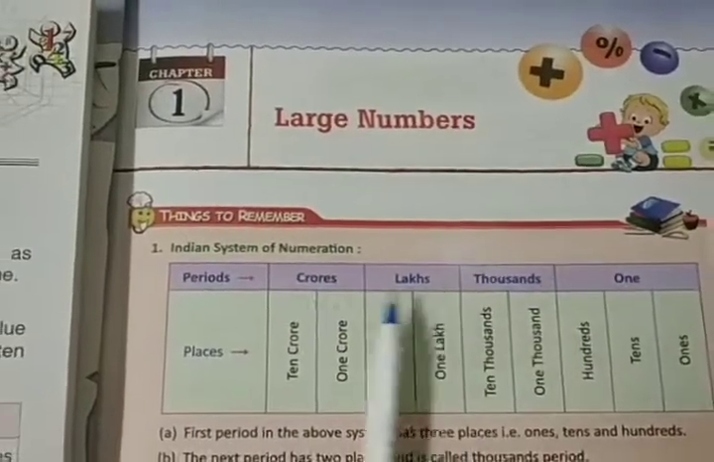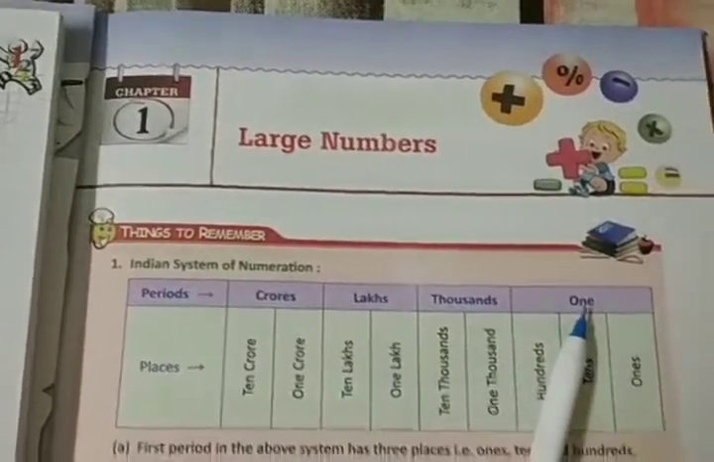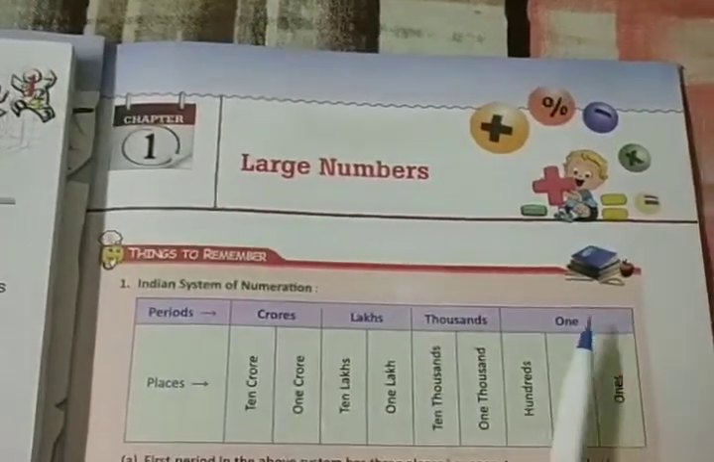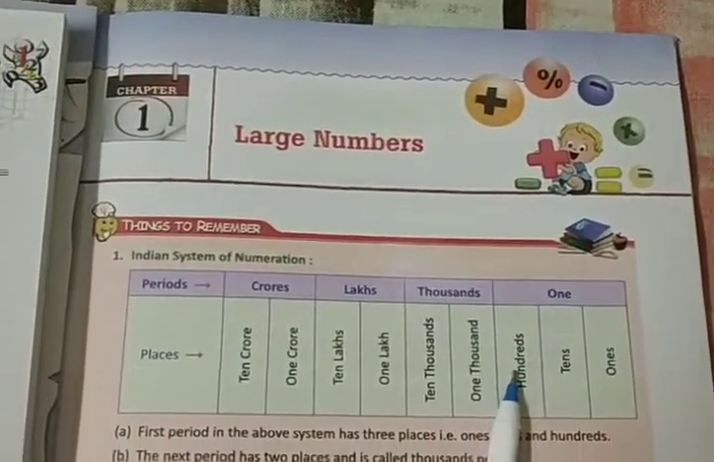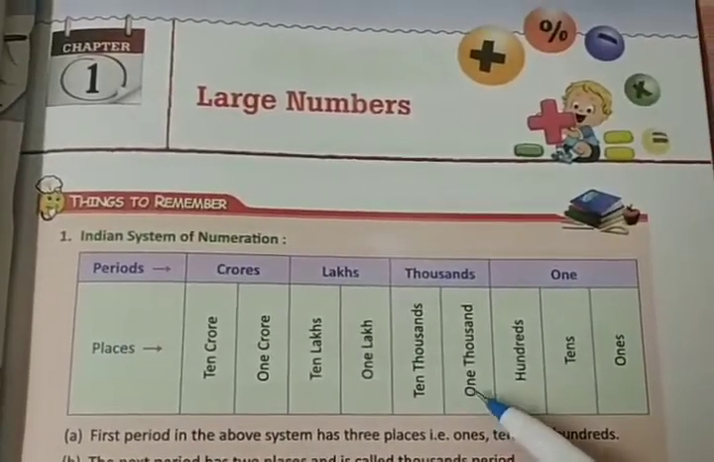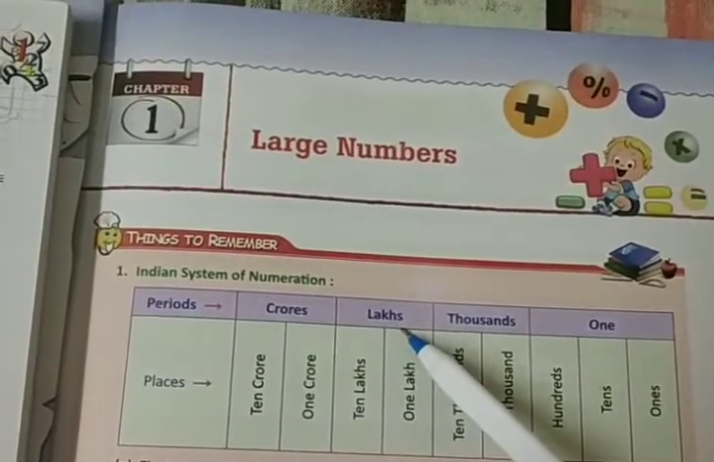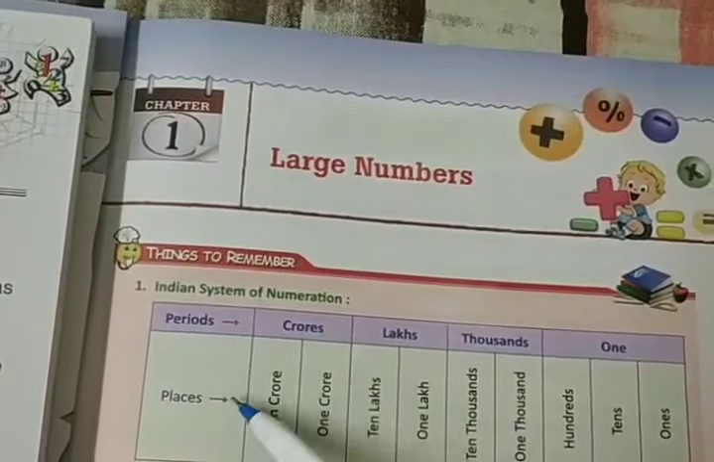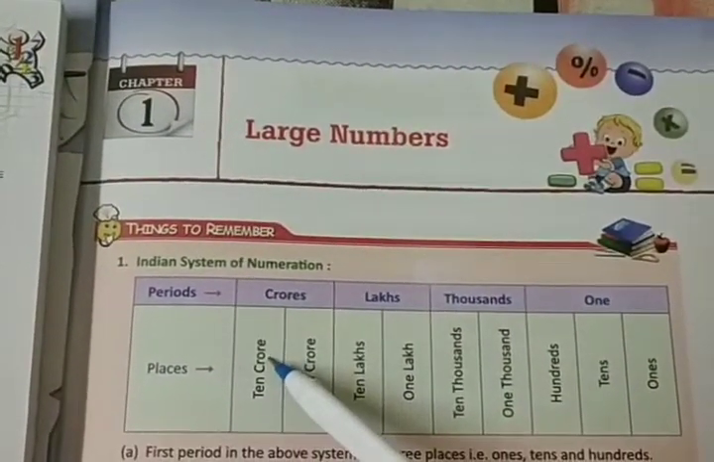So in the Indian system of numeration, which are the different periods that you have? You have ones, thousands, lakhs and crores. In ones period there are three groups, ones, tens and hundreds. In thousands period there are two, 1000 and 10,000. And in the lakhs period also there are two, 1 lakh, 10 lakh. And in crores there are two places, 1 crore and 10 crore.